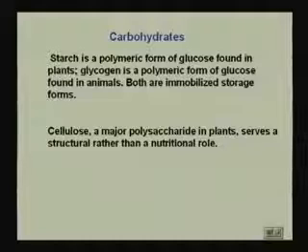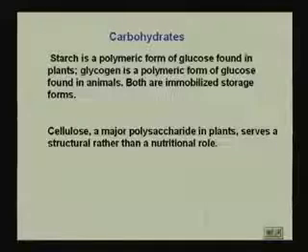So, we have starch, which is nothing but a polymeric form of glucose found in plants, and glycogen is a polymeric form of glucose that is found in animals. Okay. Since you understand now that the basic unit is glucose, it is the linking that would be different, because that is exactly what we are going to consider: how these glucose units, these monosaccharide units, are linked with one another. And these are both immobilized.